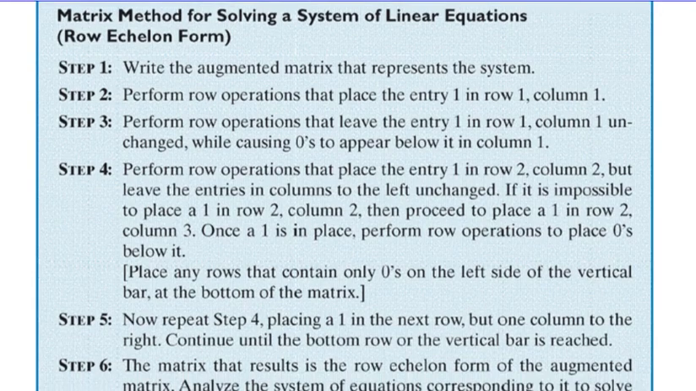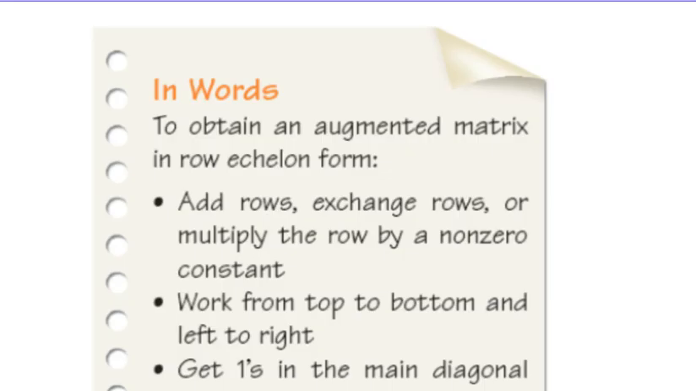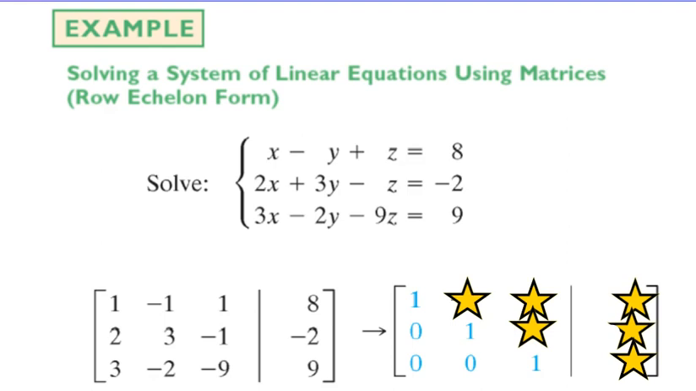Again, here's the book's notes. You can pause the video. To get this into row echelon form, remember none of these stars matter. Your goal is just to zero this out first, then zero this guy, then zero this guy, and try to go for the 1s.